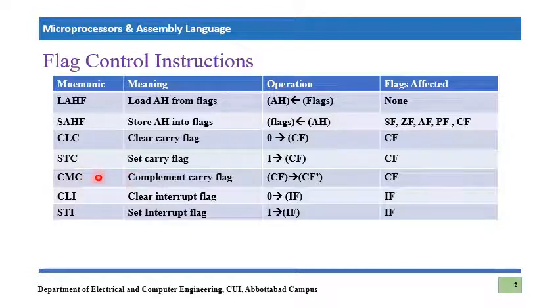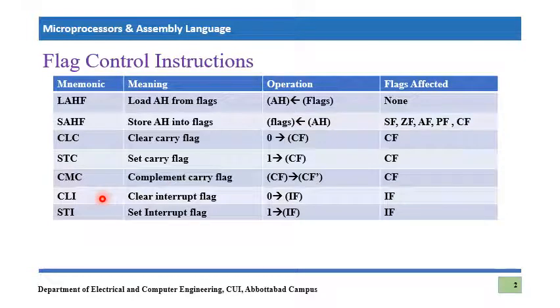I believe it is also an important command, and we are going to see its effect. The operation is clearly written: whatever the value of CF, it is going to get complemented. That is why the complement sign is shown here. Furthermore, in simple words, if it is 0 and we want to make it 1, we have to use CMC, and if it is 1 and we want to make it 0, then we also use CMC. And again, it affects only the carry flag, which is why CF is mentioned in the last column.